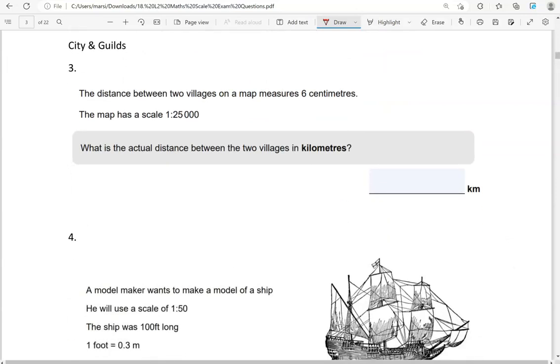The distance between 2 villages on a map measures 6 centimeters. The map has a scale 1 to 25,000. What is the actual distance between the 2 villages in kilometers? So the scale is 1 to 25,000. When we don't have units like centimeters or meters or kilometers, that means whatever unit you use for one, you use for the other number as well.